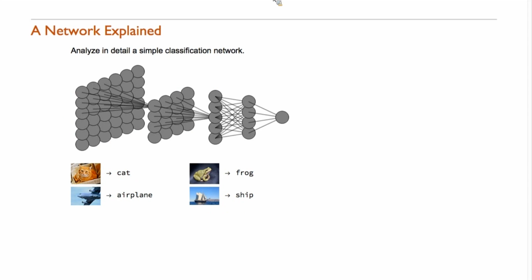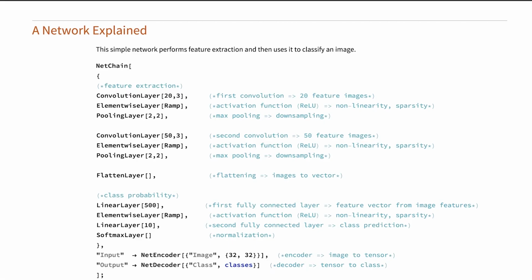I want to use a network in order to describe neural networks, because I think it is very good to have something with a purpose to analyze. Here I'm using this simple classification network, and you see the image goes to class. This is what we want to do with the network. We are going to cut this network in pieces and see what each element does and why it has been put there. So this is the network that we are using.